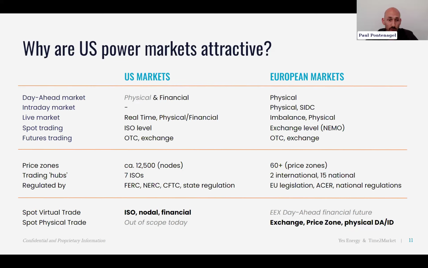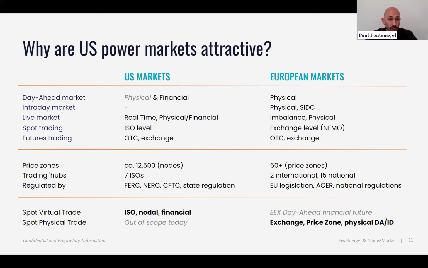One massive difference as well, the spot trading to get your position in the short-term spot markets on the US markets is happening at the ISO level, while in Europe, the trading does not happen on the TSO level, but it's on the exchange level. And this changes the setup that is required for your activity massively, because you have that additional exchange registration before you can take your physical position and deliver it towards the TSO.